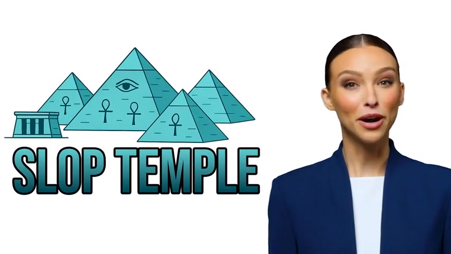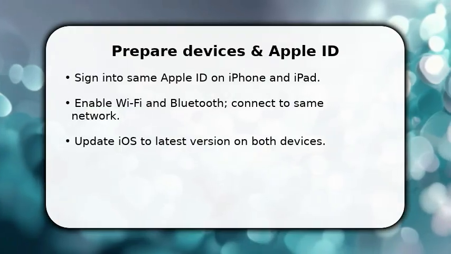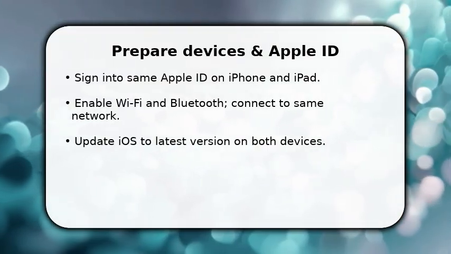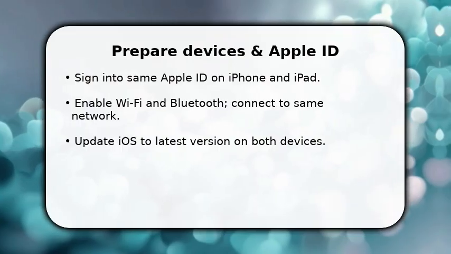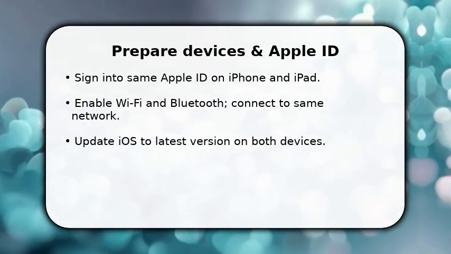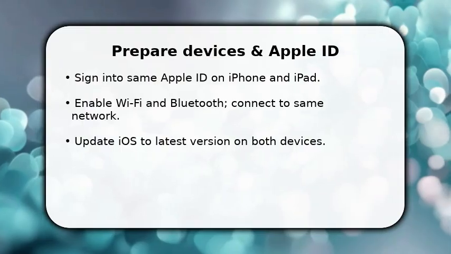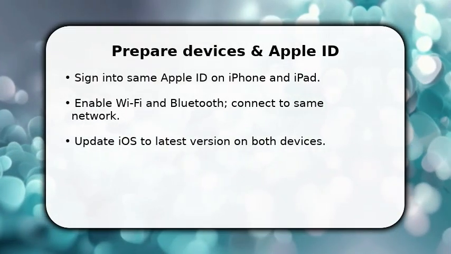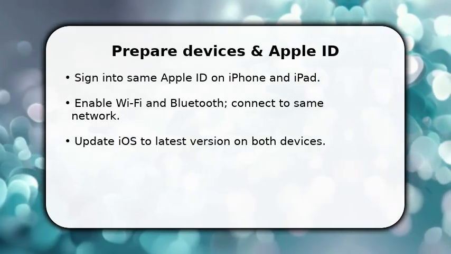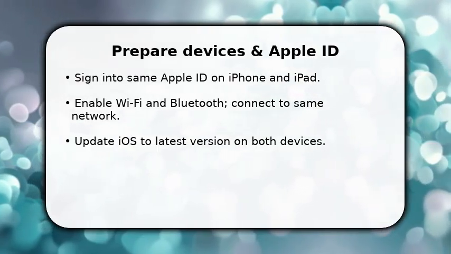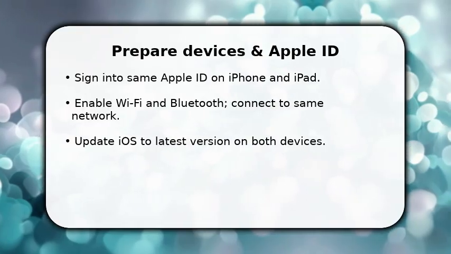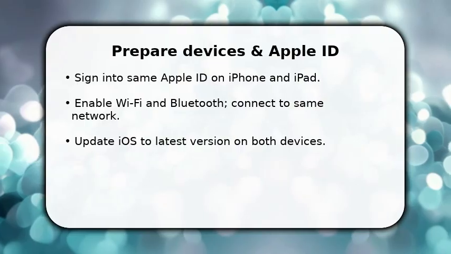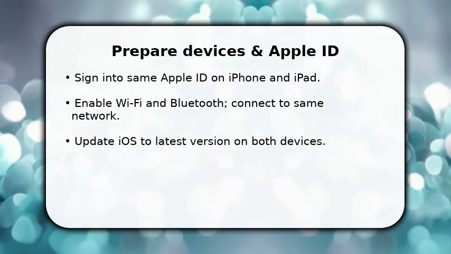We pray this video helps. You start by confirming two essentials. Both devices use the same Apple ID and have current iOS. On your iPhone, open Settings and verify the Apple ID at the top, then do the same on the iPad. Once done, make sure Wi-Fi and Bluetooth are on and both devices are on the same network. Also check Software Update and install any pending updates. These steps ensure secure authentication and compatibility before you enable messages syncing.